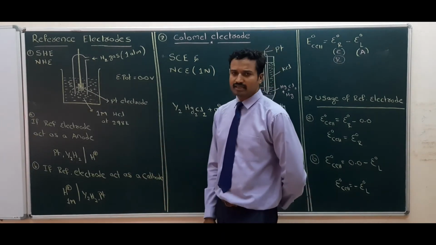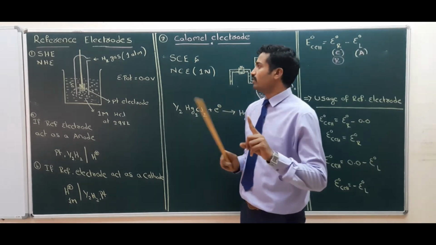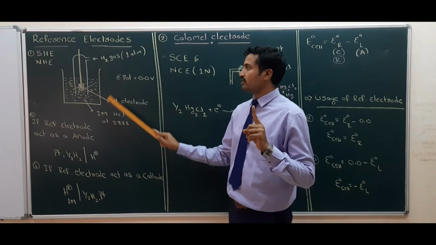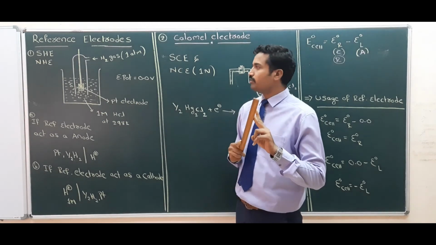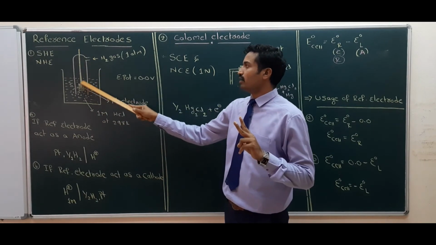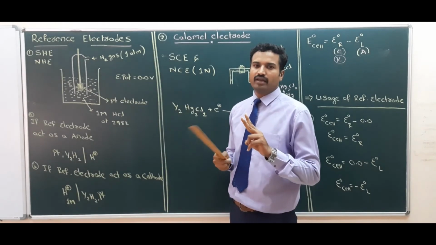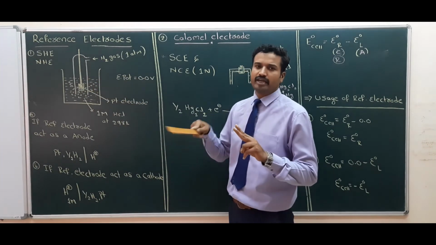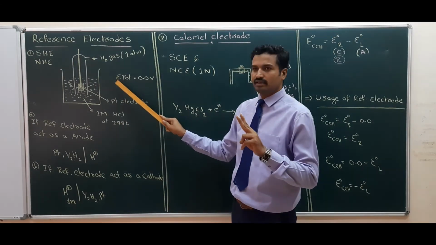Now a few limitations are there. The first limitation is that we cannot easily maintain the 1 atmosphere pressure and 1 molar concentration. The second limitation is that the platinum electrode is there, and if any impurity is present, the activity of platinum will decrease. These are the two limitations.